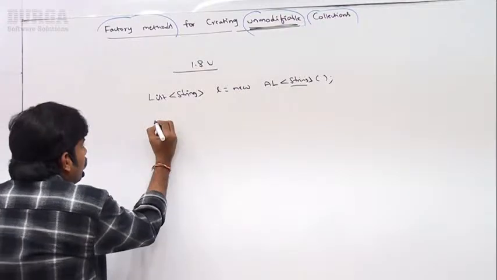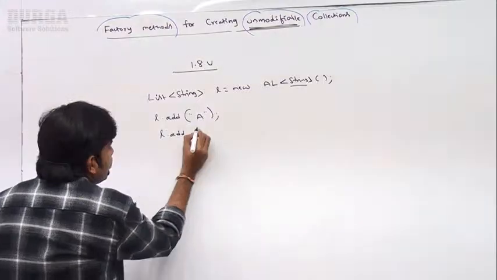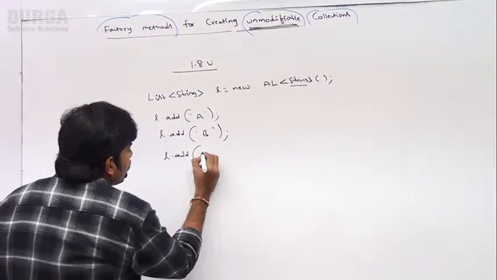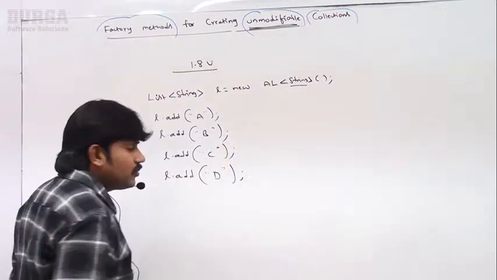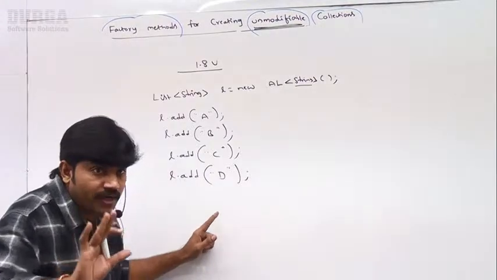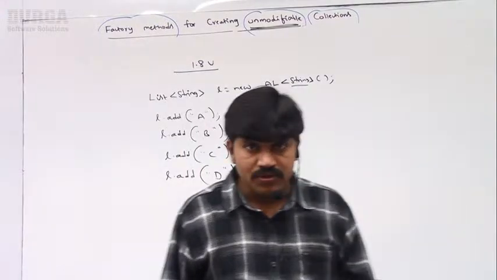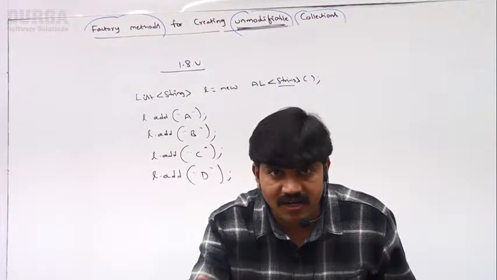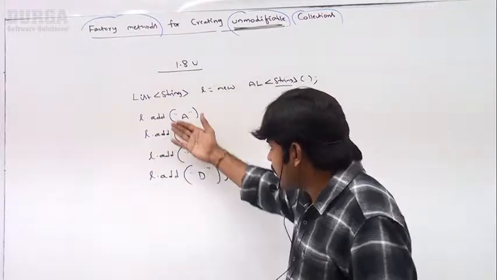Now let me add L.add("A"), sir. L.add("B") I am adding. L.add("C") and then L.add("D"), sir. Observe that. Sir, up to this, I created one object. I added how many elements, right? Four elements I added. Sir, after adding these four elements, now I have one small doubt. Can you tell whether this L is modifiable or unmodifiable? Sir, it's modifiable because we are allowed to add the content. You can change the content.